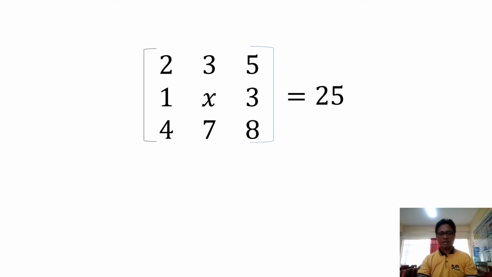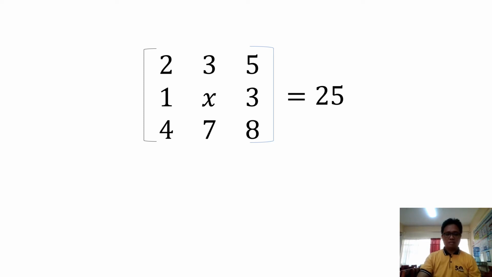So today we're going to solve for this 3 by 3 matrix, and we're asked to find the value of x such that the determinant of this matrix is equal to 25. Now how to do that is we have to break this down, make this matrix into 2 by 2 smaller matrices. Then we have to find their determinants.